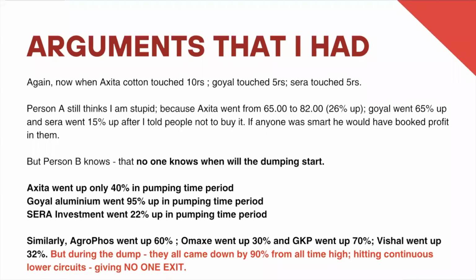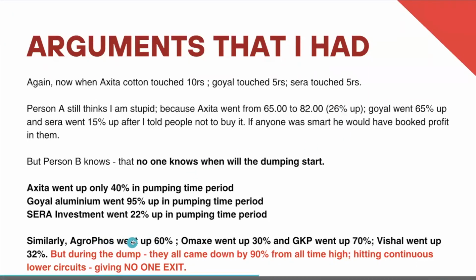But person B knows that no one knows when the dumping will start. Nobody knows whether Akshita Cotton will go up 26% and then dump, or go up only 5% and then dump, right? So nobody knows how much percentage the stock will go up before the dump starts. It is in the example itself.